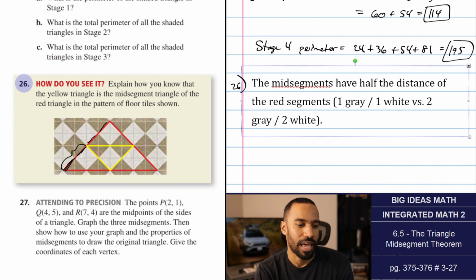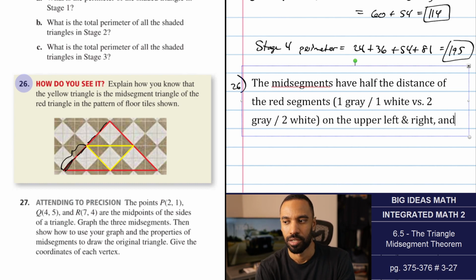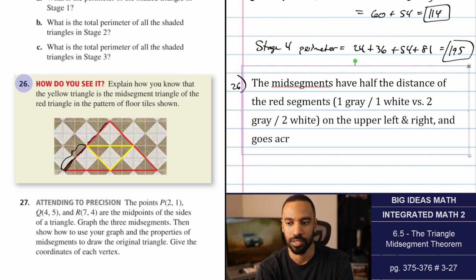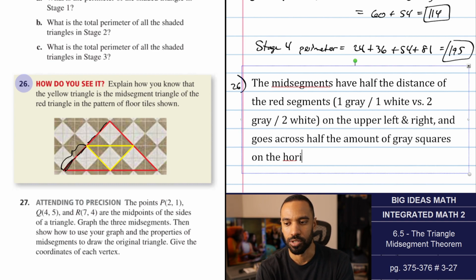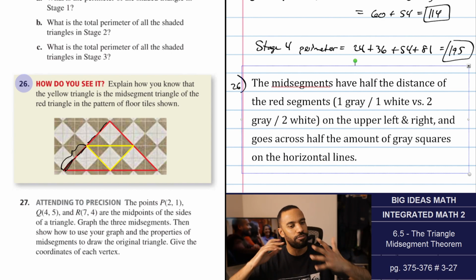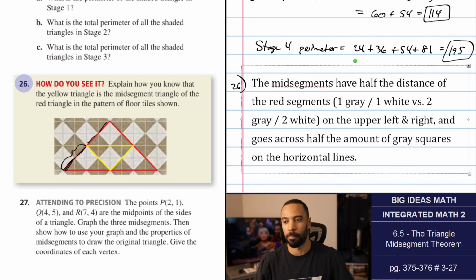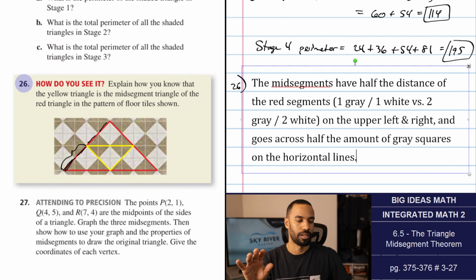Now that's part of it. On the upper left and right, and goes across half the amount of gray squares on the horizontal lines. This is not good; I can show you visually without typing it. It's really hard to do. But that's just half the distances. That doesn't show parallel lines.